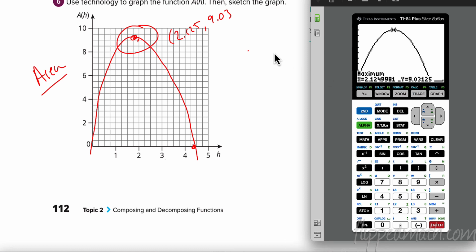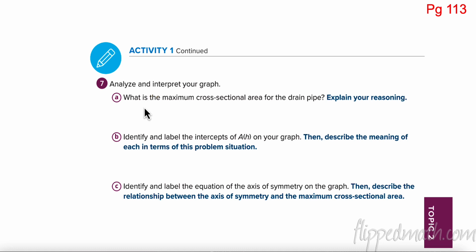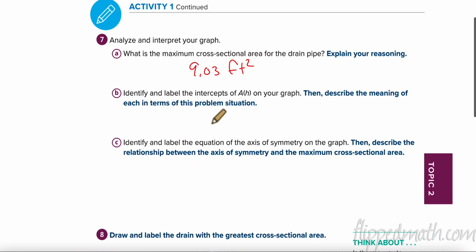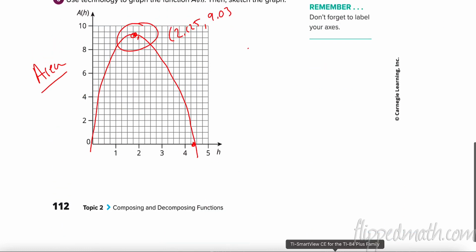Okay, good. So now we know what is the maximum area? 9.03 feet squared. Is it important to include that label? Absolutely. All right, now you're going to identify and label the intercepts. So let's go back. We're going to identify the intercepts.